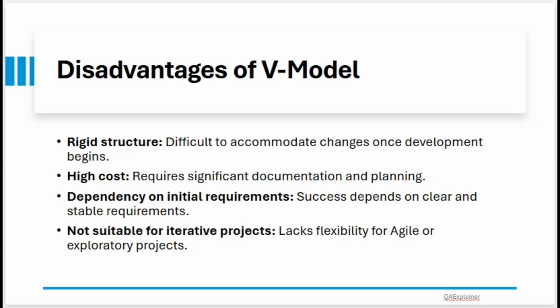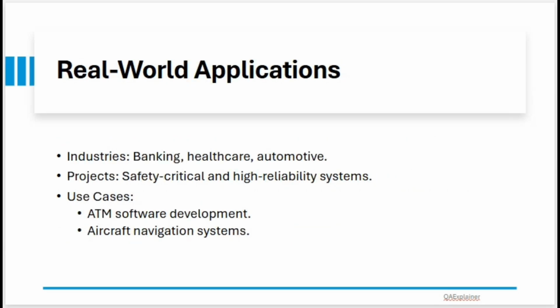There are some real-world applications, like banking, healthcare, and automotive, because these industries need this kind of rock-solid product, as their main business goes through it. That's why they need this model to prepare their software. There are lots of use cases, like ATM machine software development, which also comes under the V&V model. I have also seen aircraft navigation system products using this V&V model. So these are real-world applications for this V&V model.